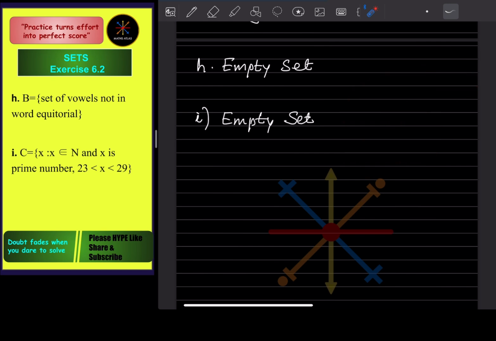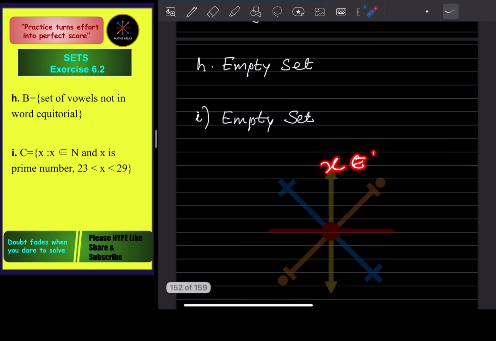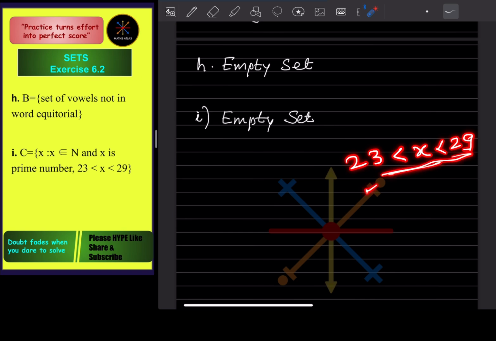The next one, C is equal to x, where x belongs to N, and x is a prime number, 23 is less than x is less than 29. You know prime numbers are not divisible by any number. Here in between, we cannot see any number because the prime numbers are 23, then it is going to be 29. So in between we don't have any number, so that is the empty set.